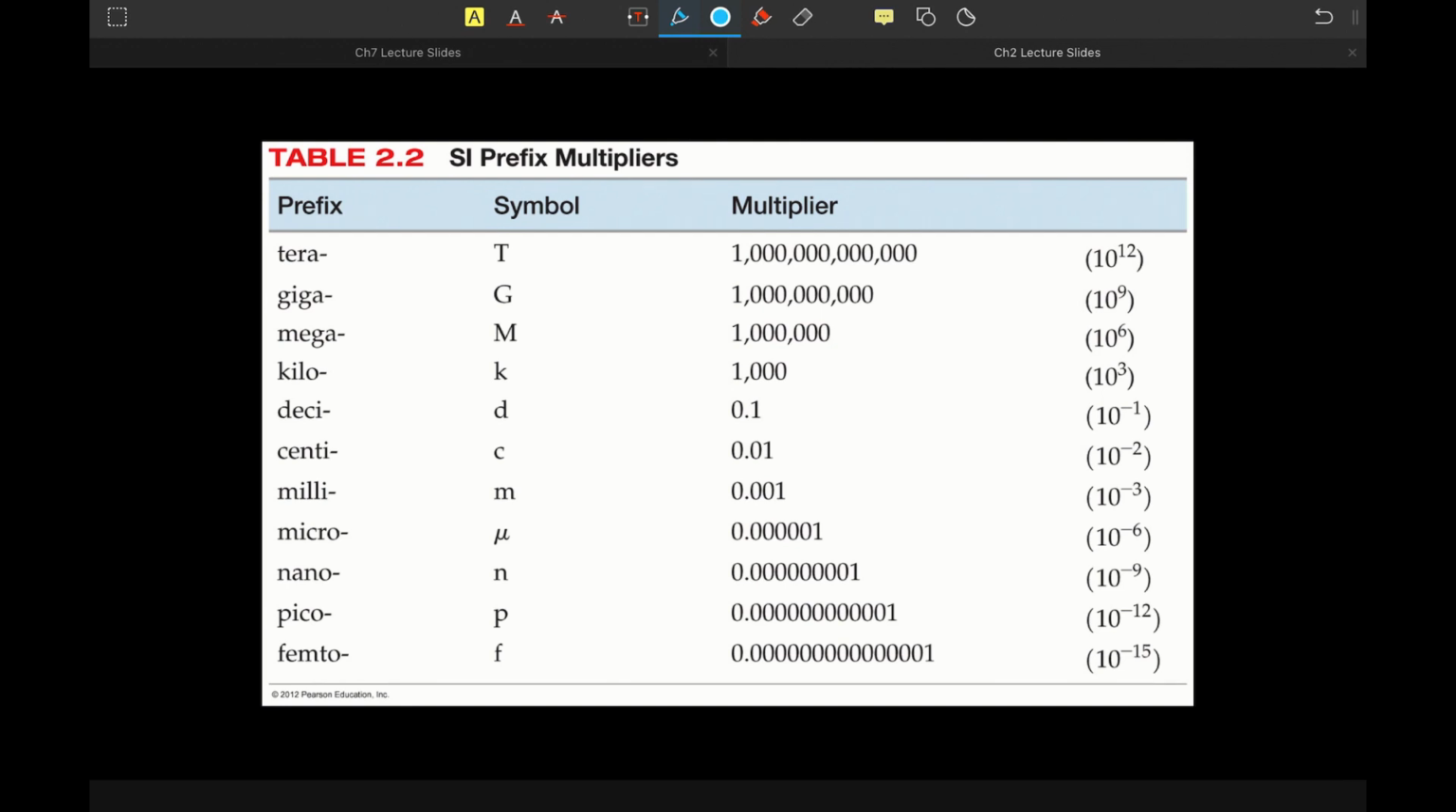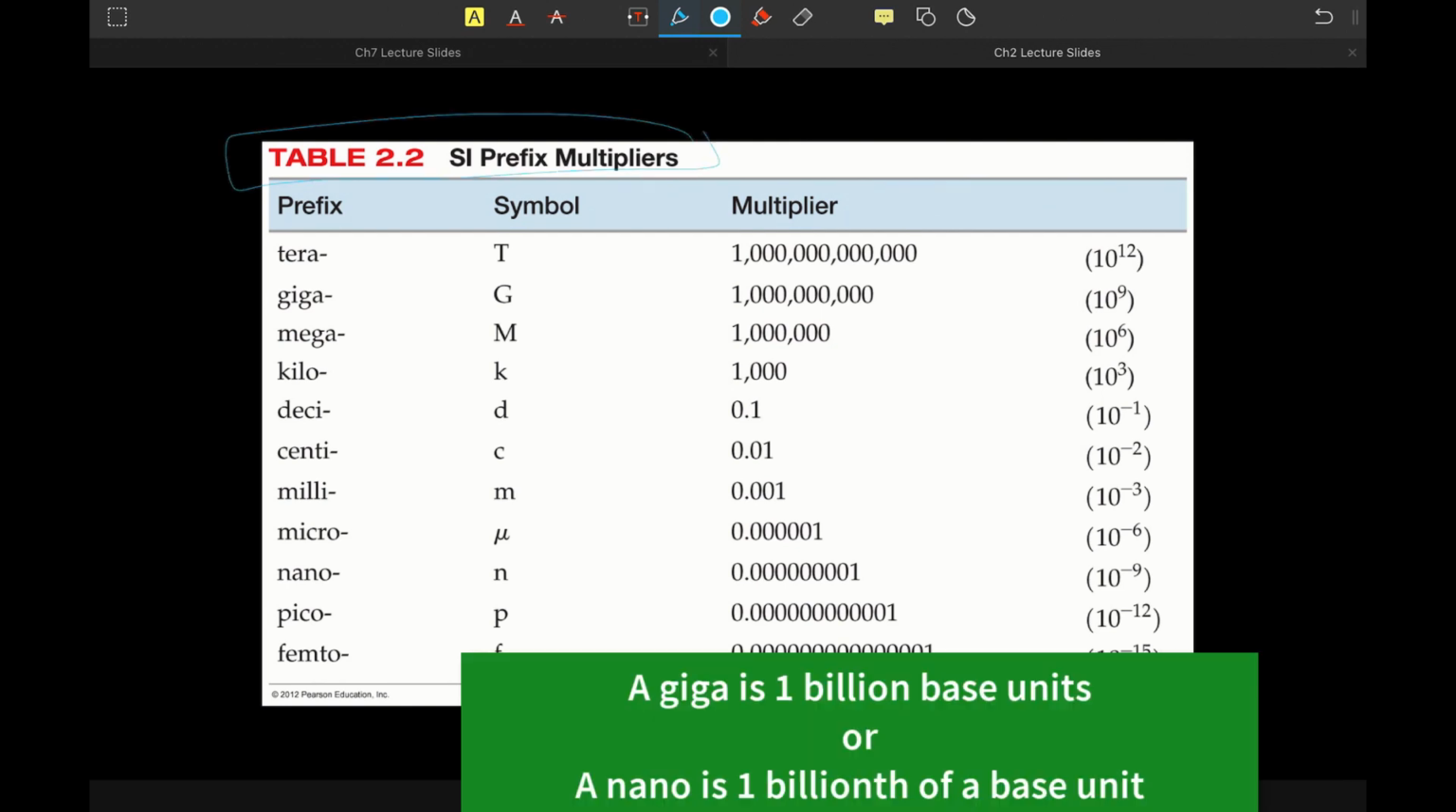All right, table 2.2, this is the version that's in your book, which tells you just the relative size of each of these units.